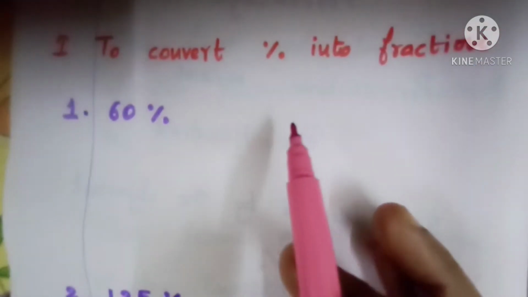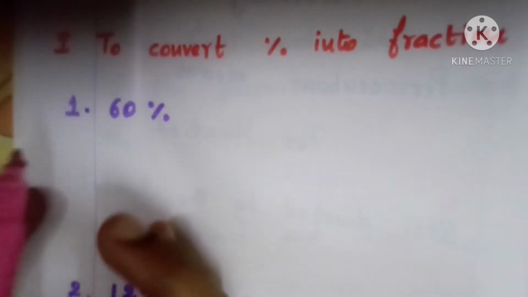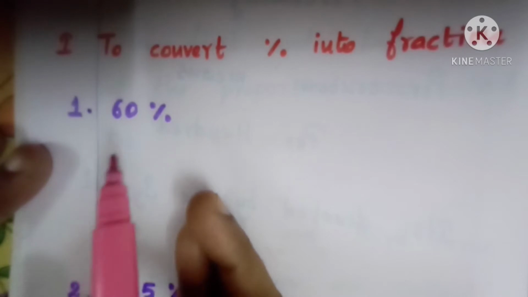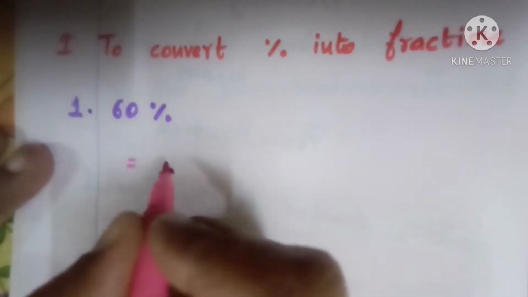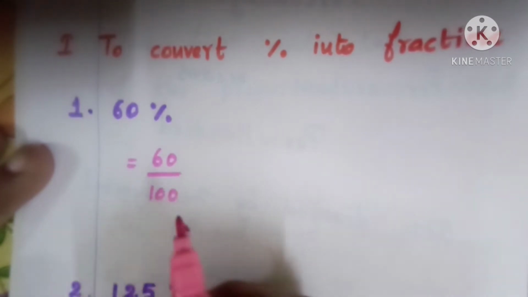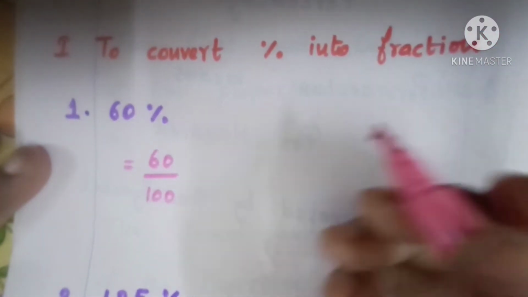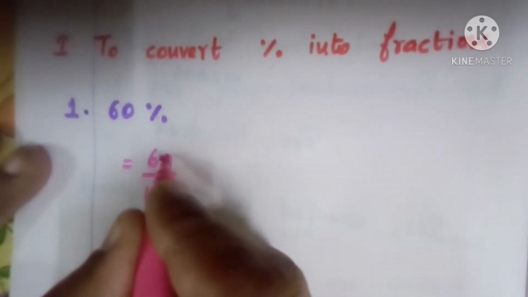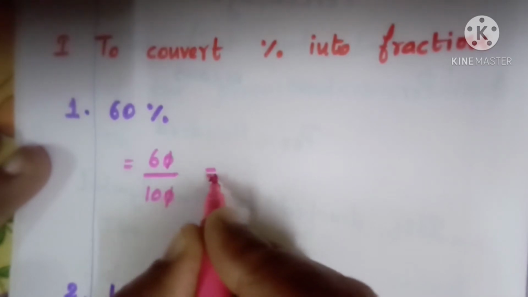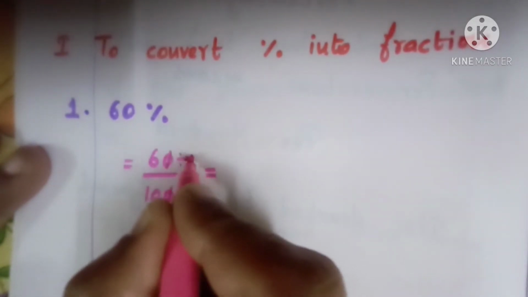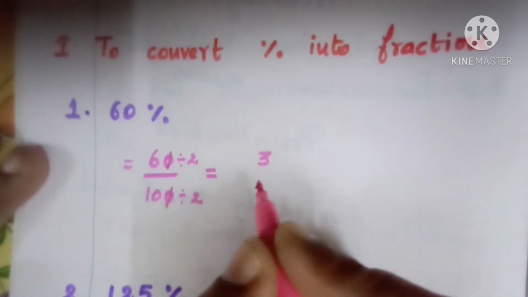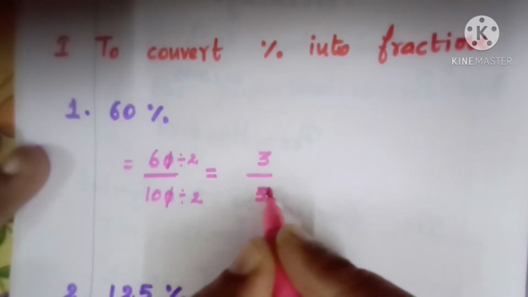To convert percentage into fraction. First sum, 60%. Percentage means per 100. So 60 by 100. Then you have to reduce it and change it into a fraction. Divided by 10, we get 6 by 10. And also reduce by 2, we get 3 by 5.